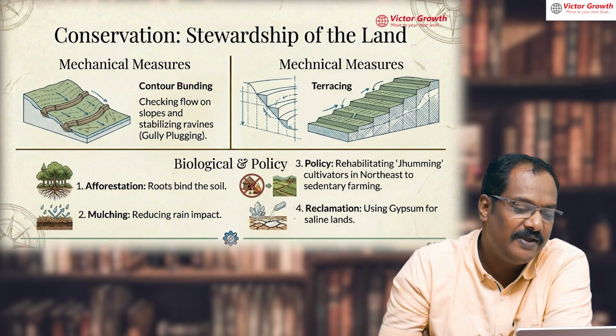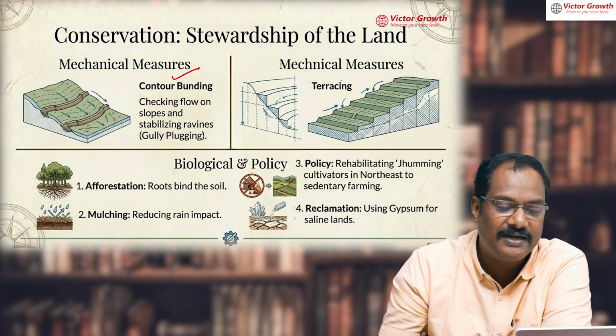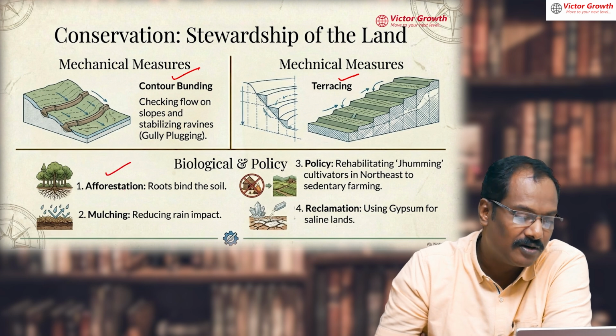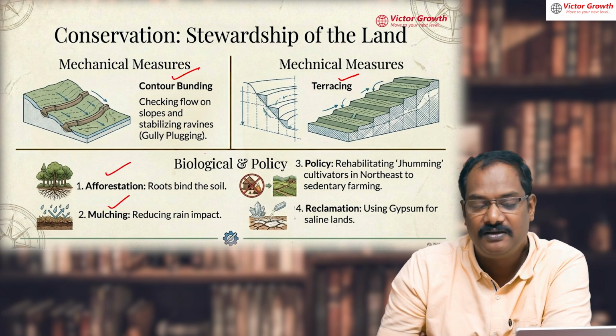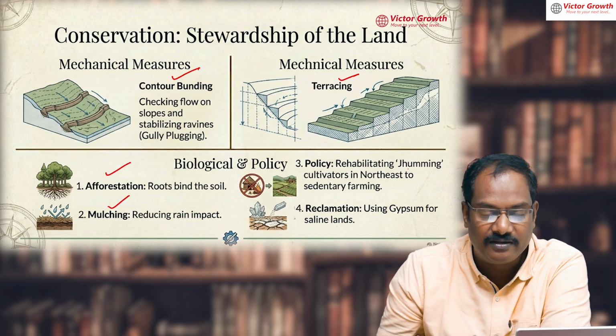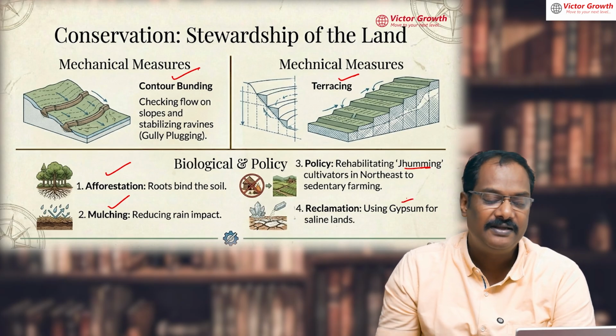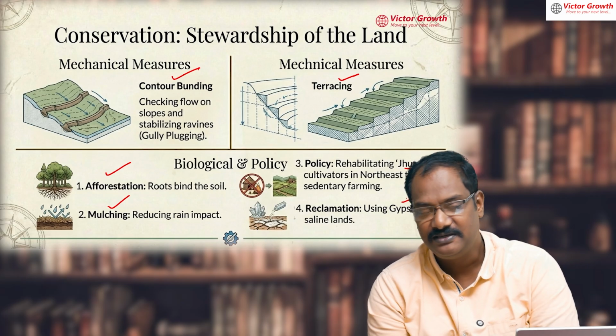Conservation we have to do. How can we conserve? We can do contour bunding, terracing. Please write down contour bunding. First, afforestation, more plants, mulching, then reducing jhum cultivation. Reclaim by gypsum and all. We can reclaim the soil.